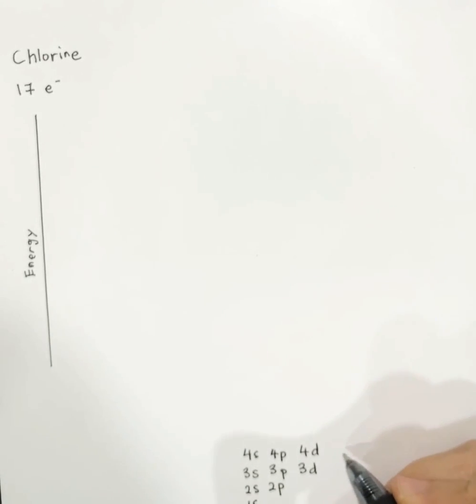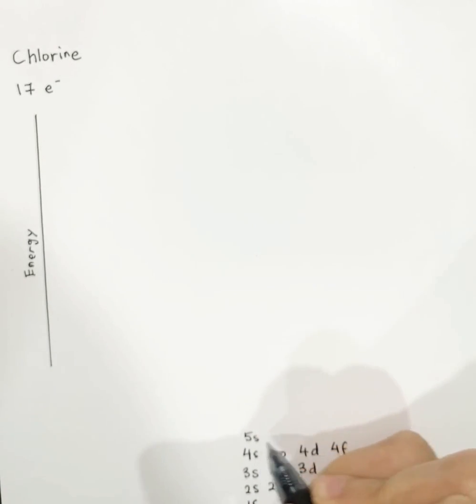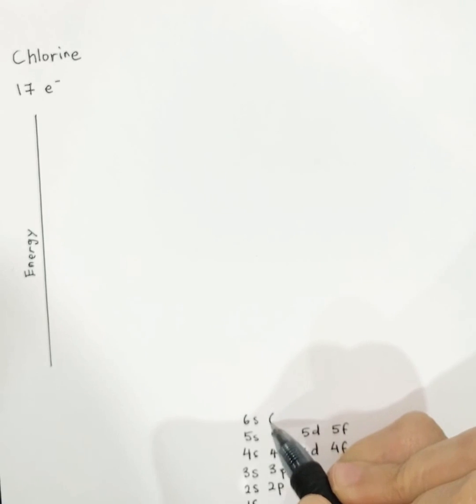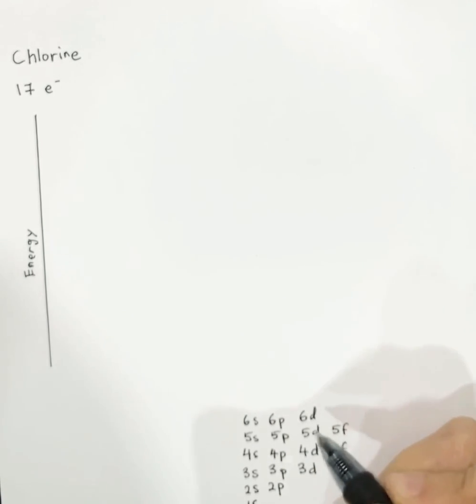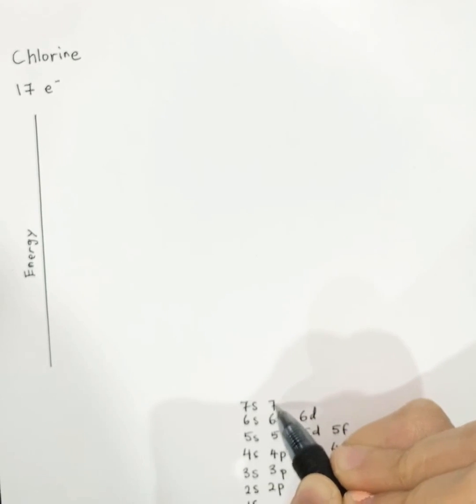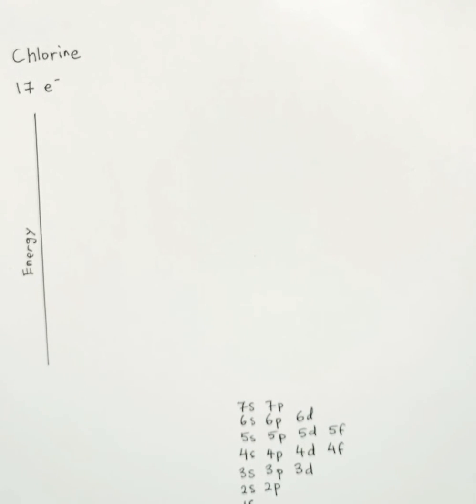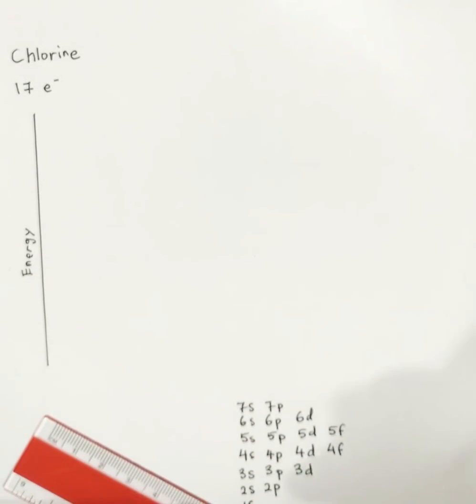And then 4f, followed by 5s, 5p, 5d, 5f. We don't need to exceed 5f. After 5f it decreases again: 6s, 6p, 6d, 7s, 7p. We don't even need 7p, to be honest, because the number of electrons on the periodic table won't exceed the 7s orbital.